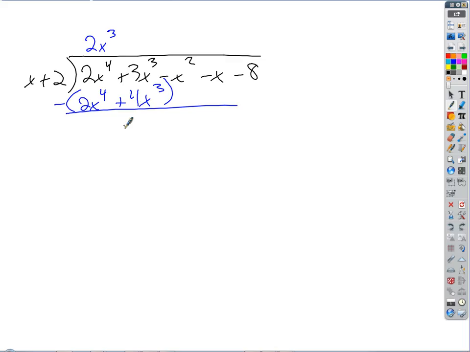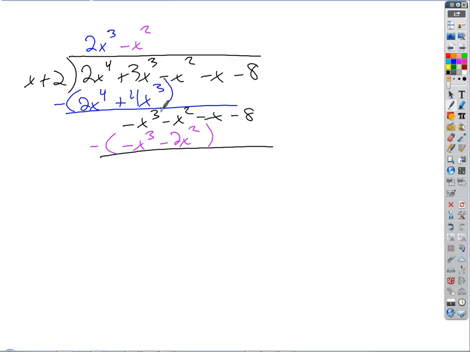3x cubed minus 4x cubed is negative x cubed. I'll bring down the other stuff. X times what is negative x cubed? Negative x squared. Okay. I'll distribute that through and get negative x cubed minus 2x squared. I have to subtract the whole thing. So once again, the x cubes cancel. Negative x squared minus negative 2x squared is plus 2x squared. Everybody agree that gives me an x squared? Yeah. Minus x minus 8.